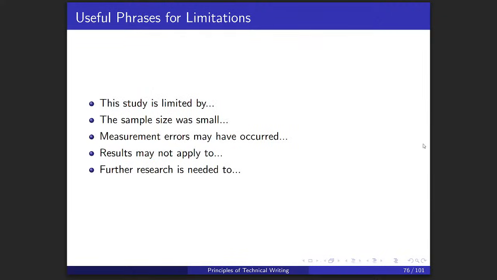Use phrases for limitations. Use this type of sentences when you are emphasizing or highlighting your work. You try to mention the past work by using these sentences. The study is limited by, for example, the digital campus is limited only to 100 users, not 10,000 users. The sample size was small. Measurement errors may have occurred. Results may not apply to. Further research is needed. These types of sentences make the reader enthusiastic about what is happening next, what has been done newly. So this creates a clear impression.